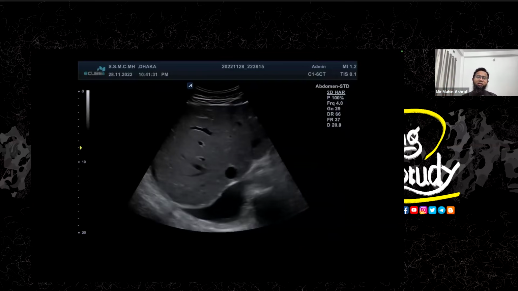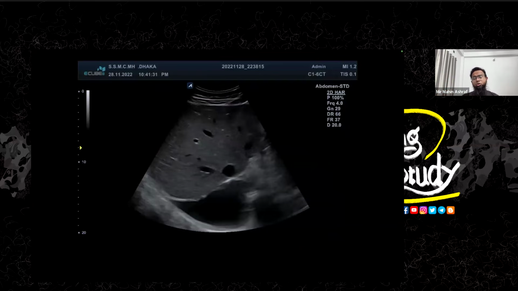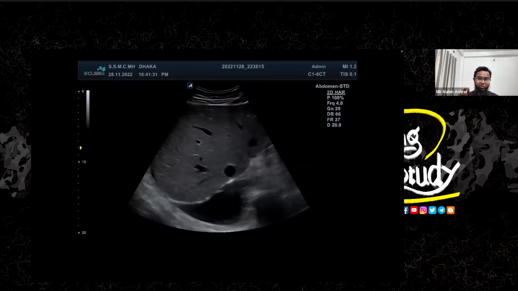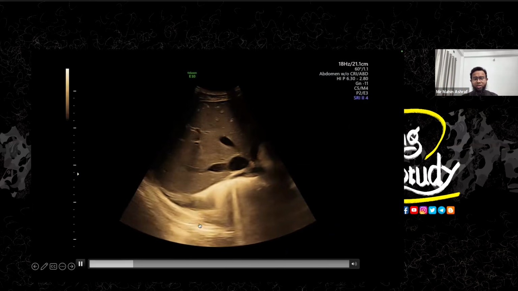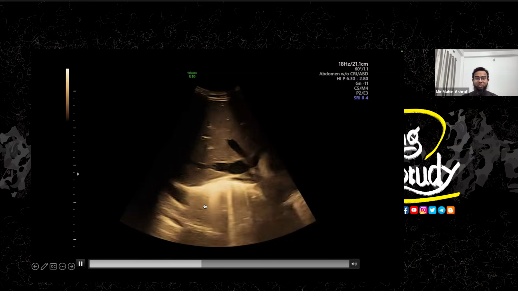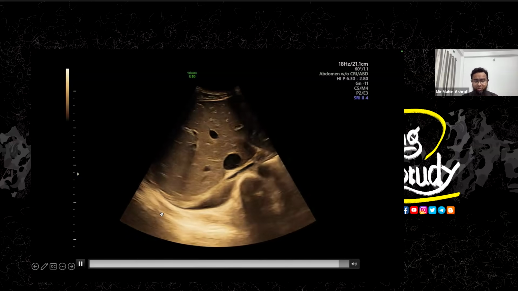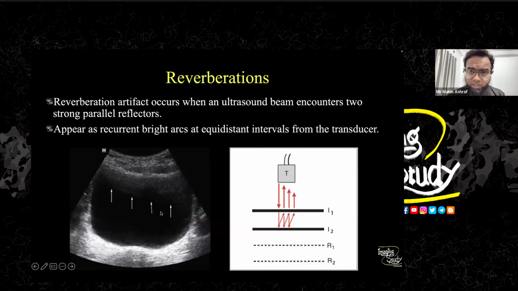So mirror image artifact actually helps us to exclude pleural effusion or to detect pleural effusion. Like another case, let me show you. Here is a loss of mirror image artifact. So it indicates there is a pleural effusion going on here. So mirror image artifact may help us diagnose cases.